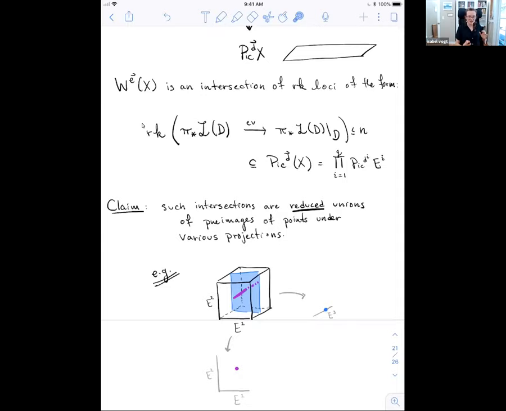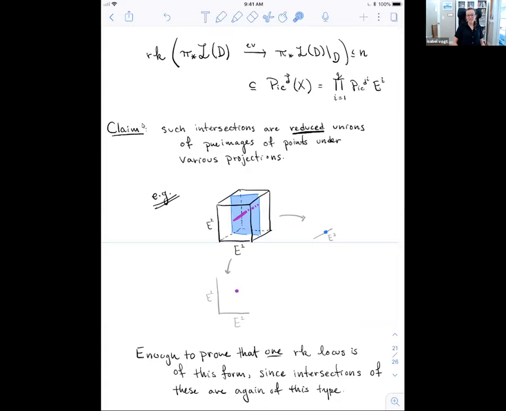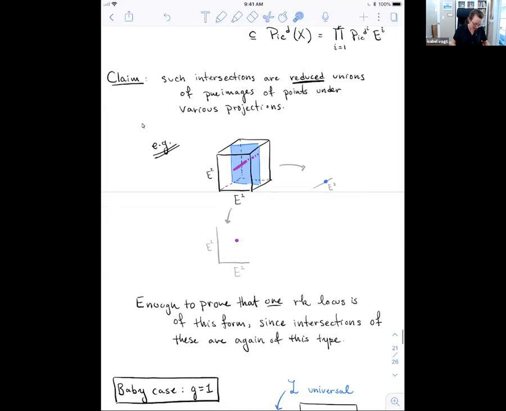Well, actually, it's enough to prove this claim for one such rank locus of this form, because intersections of reduced unions of pre-images under projections are themselves reduced unions of pre-images under projections. So that's why this description is very nice. So let's do this in a baby case.